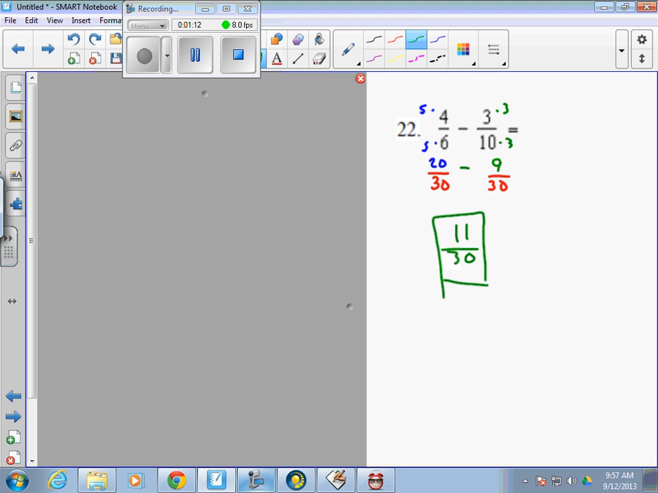If you didn't realize that they both went into 30, let's say you multiply them by each other and say, well, yeah, they both go into 60. That makes sense. You would just have to reduce at the end and pull 2 out to get 11 over 30.